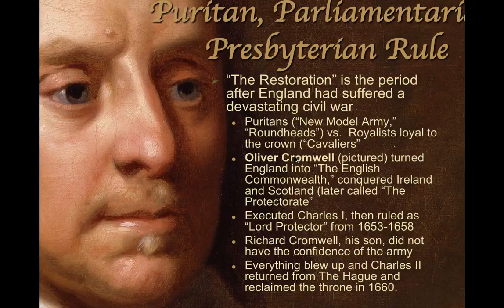He did not have the confidence of the army, and furthermore, people were outraged that the new leader of the Puritan government would automatically be the son of the previous leader, because if that's not a monarchy, what is? And so everything blew up, and the royalists took their opportunity and sent a boat to The Hague to pick up Charles II. The Hague is like a political region of the Netherlands, kind of like the Washington, D.C.